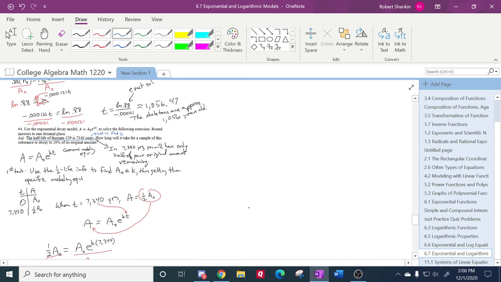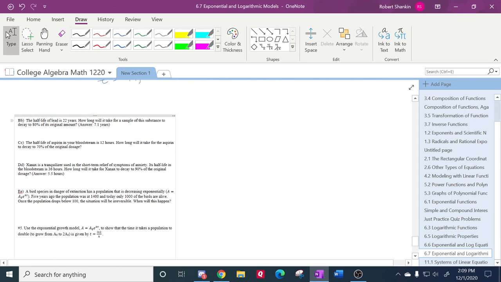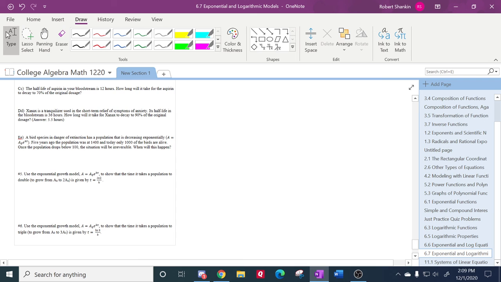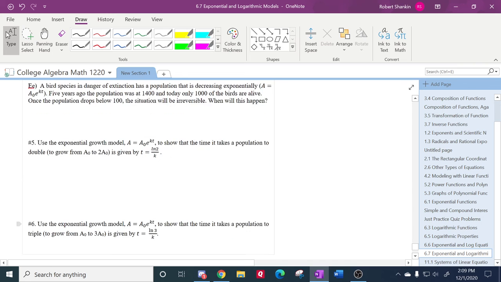Okay, so the homework is 6.7 replacement problems. If you go into the 6.7 homework in the modules in Canvas, it won't tell you problems to do in the textbook. It'll just tell you, here, this worksheet, do this worksheet. And it's these problems, but you have to do all the rest of them. So there's a bunch of them in here that are somewhat similar. Oh yeah, I wanted to do number 5.